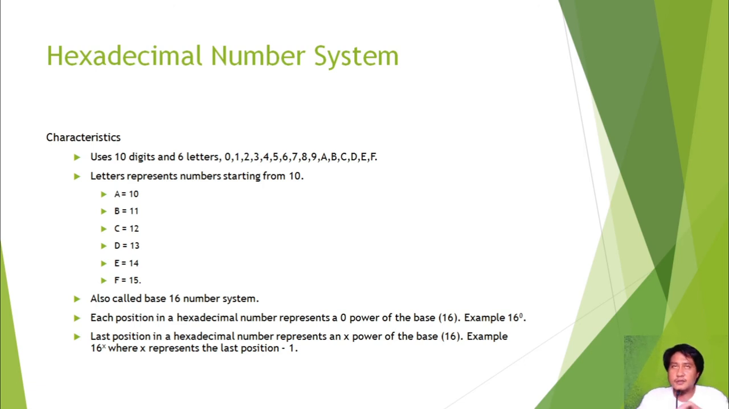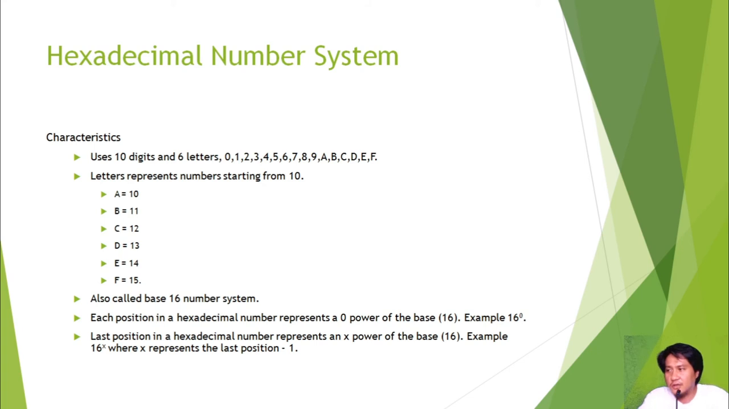Okay, so after the octal number system, or base 8, we now have the hexadecimal number system. The characteristics of the hexadecimal number system is that it has 10 digits and 6 letters. Those letters represent numbers. First we have 0 up to 9, and then for the succeeding numbers, 10 up to 15, instead of using 10, 11, 12, 13, 14, 15, the hexadecimal number system uses 6 letters: A represents 10, B represents 11, C represents 12, D represents 13, E represents 14, and F represents 15. So this hexadecimal number system is called the base 16 number system.